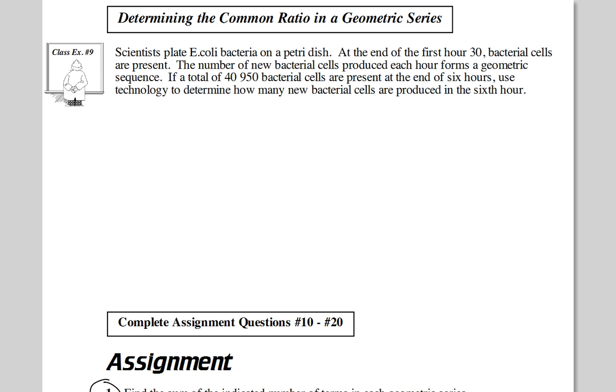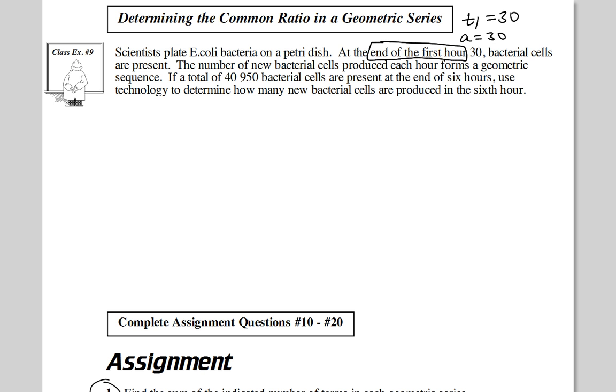Okay, so bacteria at the end of the first hour, 30 bacteria cells are present. So this to me tells me A is 30. The first term is 30. And then the number of new cells produced forms a geometric sequence. In a total of 40,950 cells are present at the end of 6 hours. So again, at the end of the first hour, so this is T1.